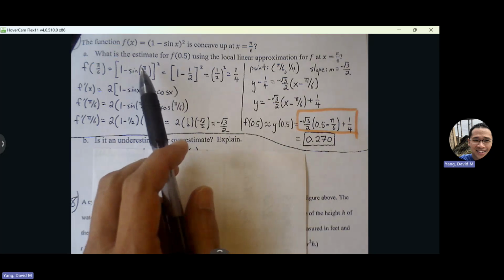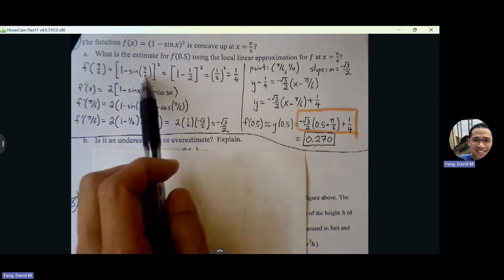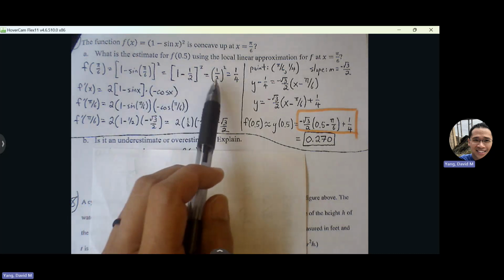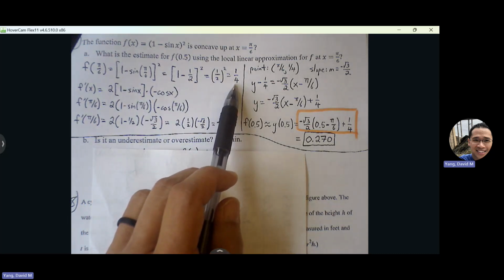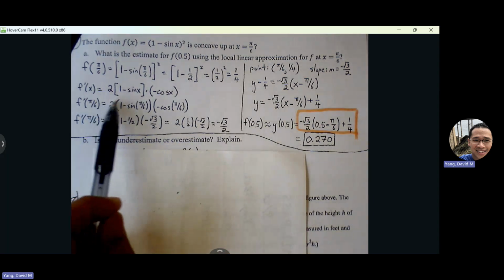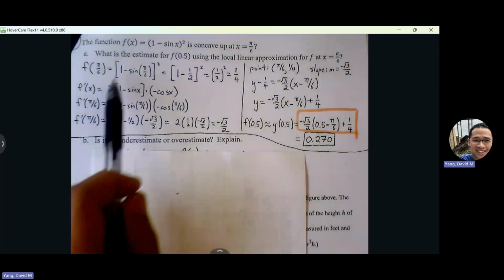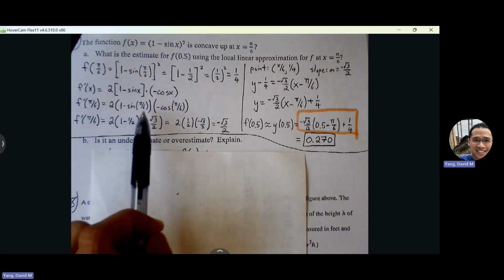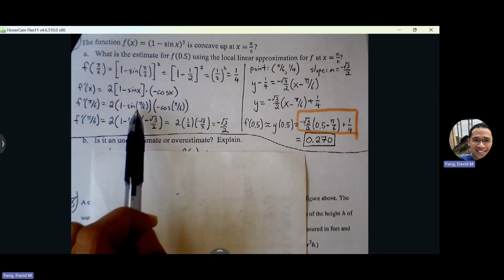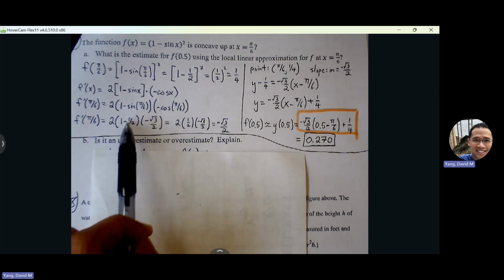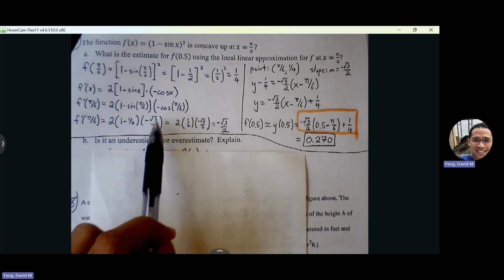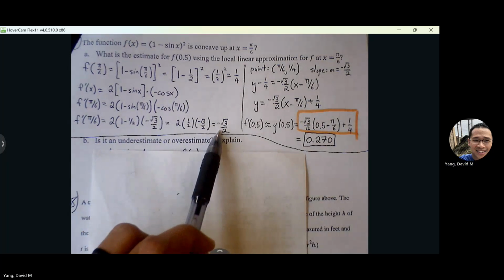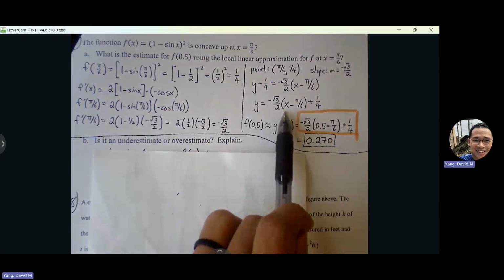Okay, so f of pi over 6: plug pi over 6 into the original function. I get 1 minus sine of pi over 6. Sine of pi over 6 is 1/2. 1 minus 1/2 is 1/2. 1/2 squared is 1/4. There's my y value for my ordered pair. For f prime, outside times inside's derivative: 2 parentheses to the first power, multiplied by the inside's derivative. Replace all the x's with pi over 6. 1 minus sine of pi over 6 is 1 minus 1/2. Cosine of pi over 6 is root 3 over 2 with a negative in front. There's my slope.